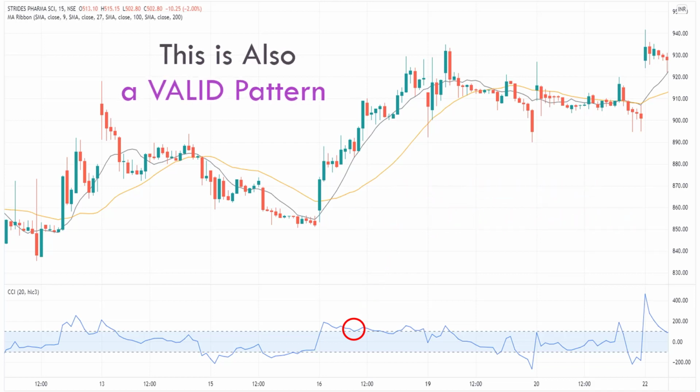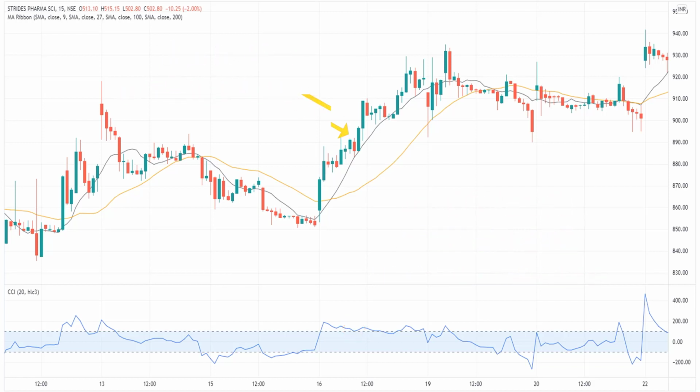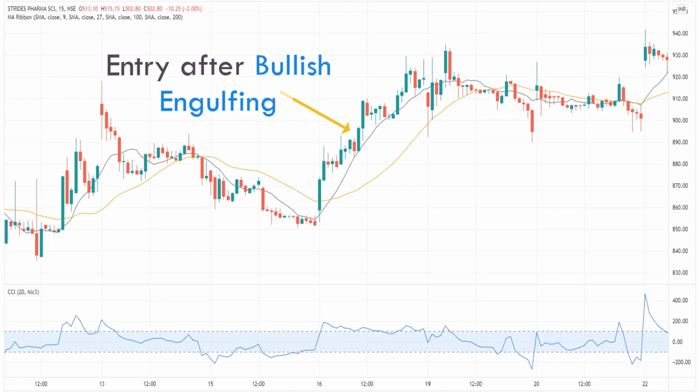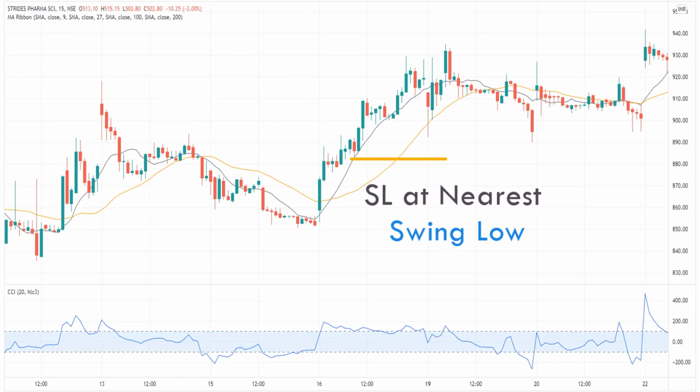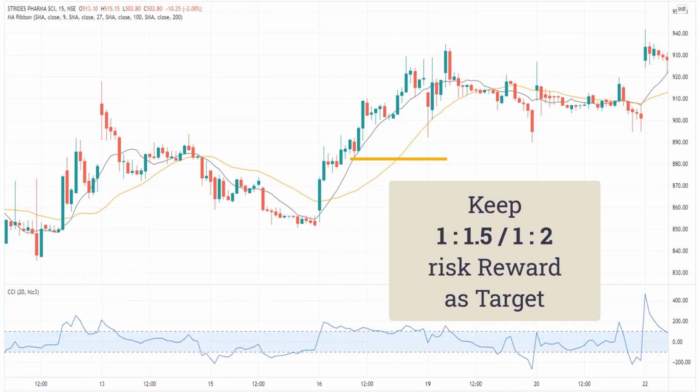And this is also a valid pattern because the signal line is above the plus 100 area, which is basically a bullish indication. And to confirm the bullishness, we have a bullish engulfing pattern, which is basically confirming our buy entry. So we can enter our trade after this bullish engulfing pattern and place our stop loss at this nearest swing low. And the target would be 1:1.5 or 1:2 risk reward range.